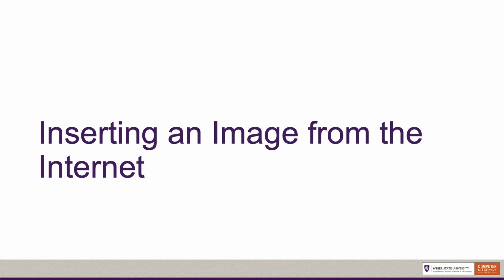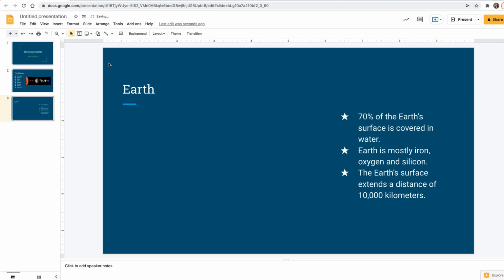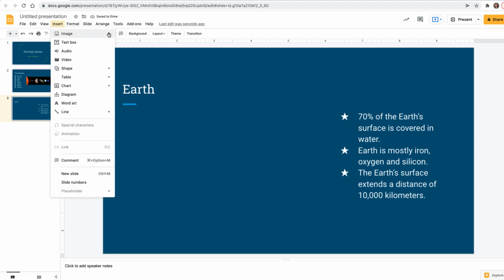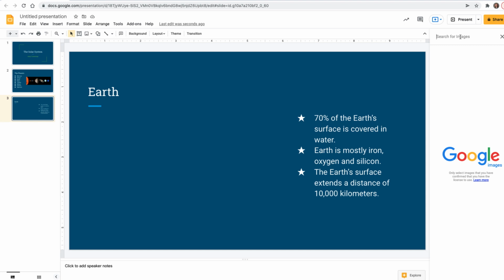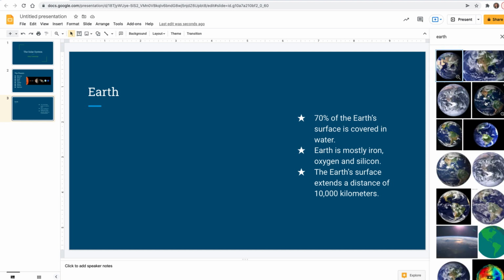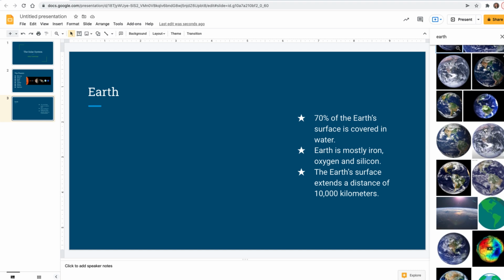Now that we've added some information, we'll insert a picture of the Earth from the internet. To do that, click on the Insert tab, click on the arrow next to Image, then click on Search the Web and type Earth in the search bar at the top of the search pane that appears on the right side of the screen. Scroll until you find one you like, click on it, then click Insert.